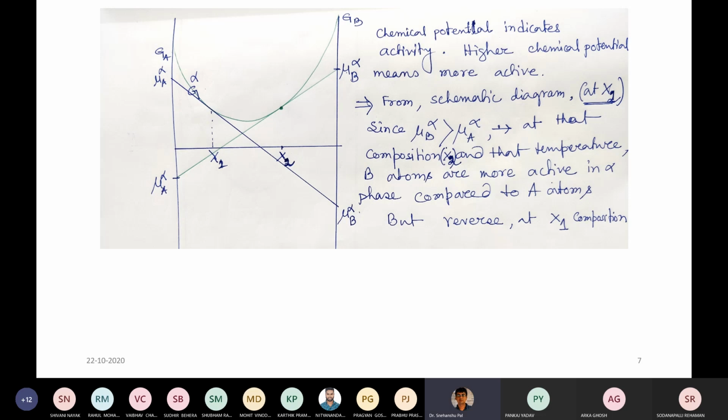Now, if you go for the same thing, just change the composition to X1 composition. Now you are seeing that things are totally reversed. Now mu A in alpha is much greater than mu B in alpha. So when you go to this side, at X1 composition and at a particular temperature, A atoms are more active in alpha phase compared to B atoms. So this is the concept associated with this schematic diagram.